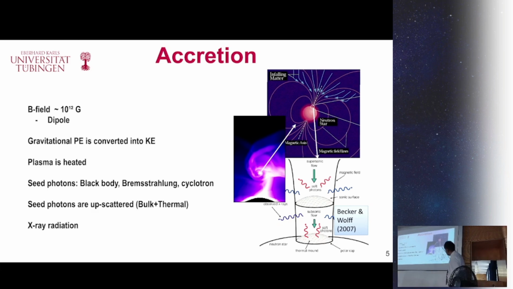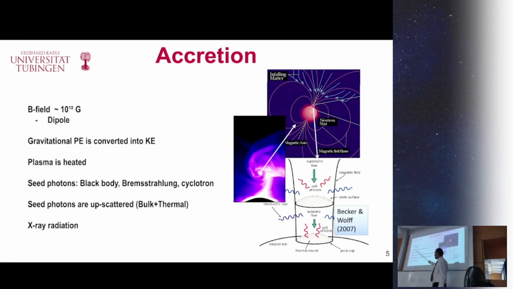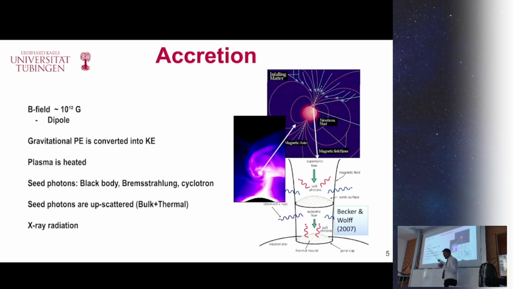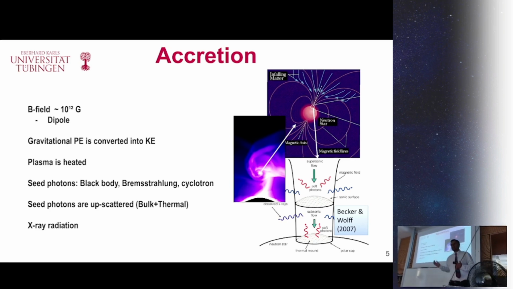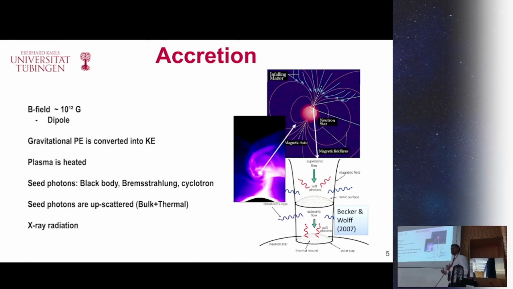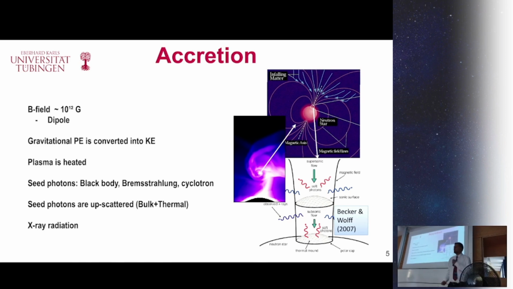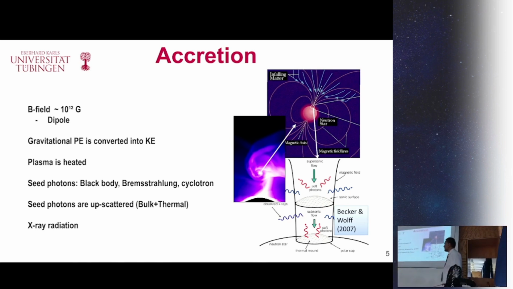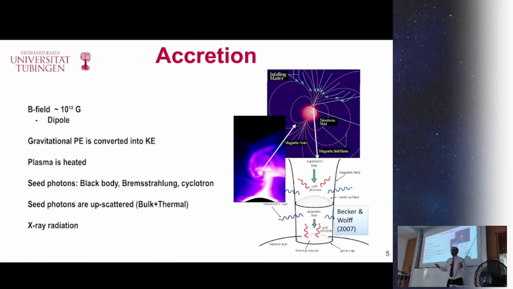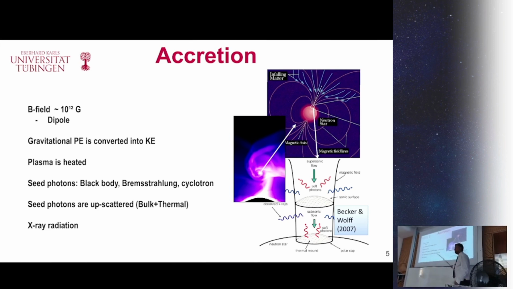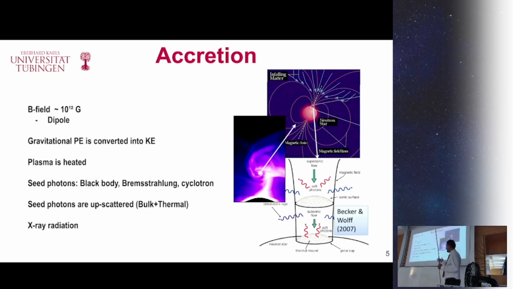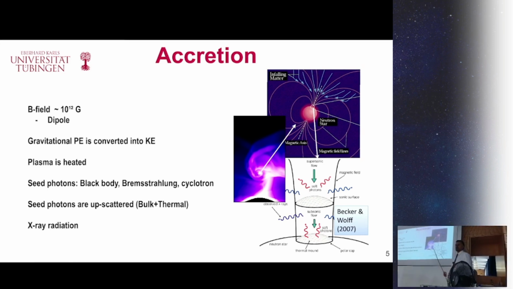And so if we zoom in here, this is what the accretion column looks like. And if you have matter falling onto the surface of the neutron star at supersonic speeds, then we get the conversion of gravitational potential energy to kinetic energy. And what this does is it heats the plasma, producing seed photons, for example, through blackbody radiation, Bremsstrahlung, and cyclotron emission. Now, these soft seed photons, they can be upscattered through either bulk and thermal Comptonization. And that's basically where you have hot electrons giving energy to the photons, such that the photons can escape the accretion column as X-rays.